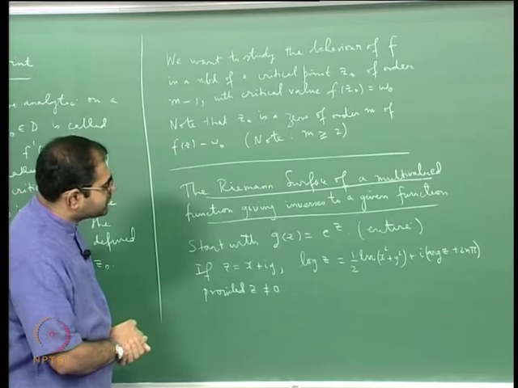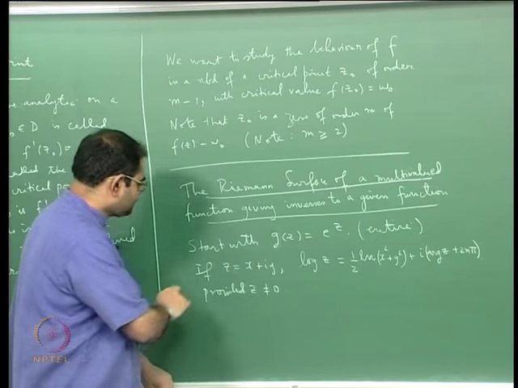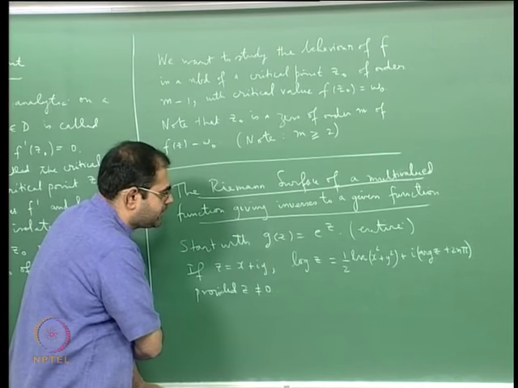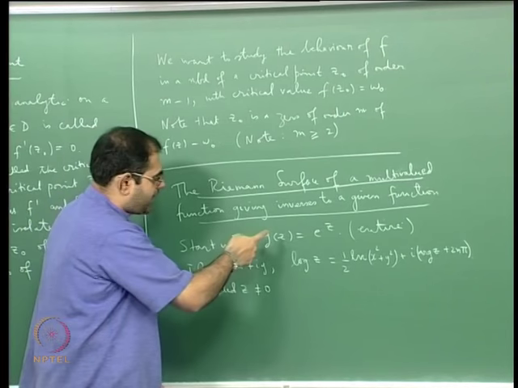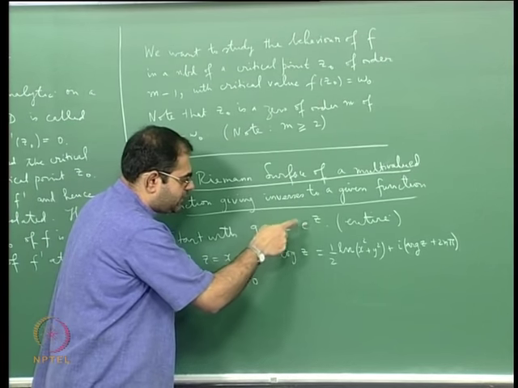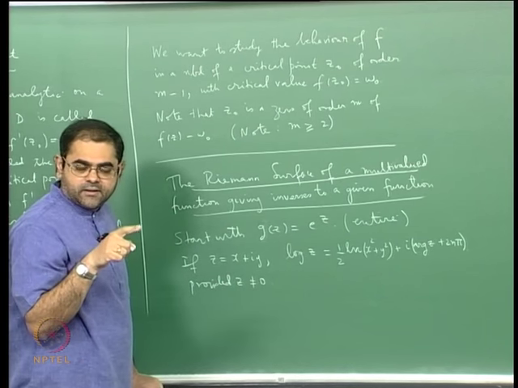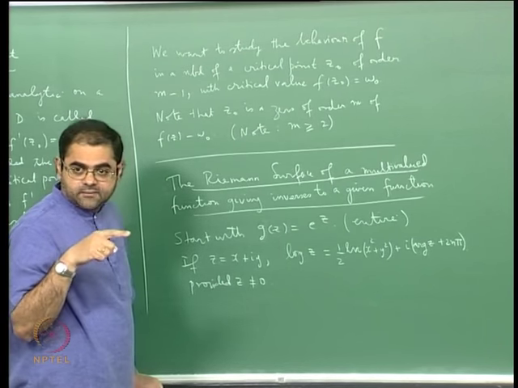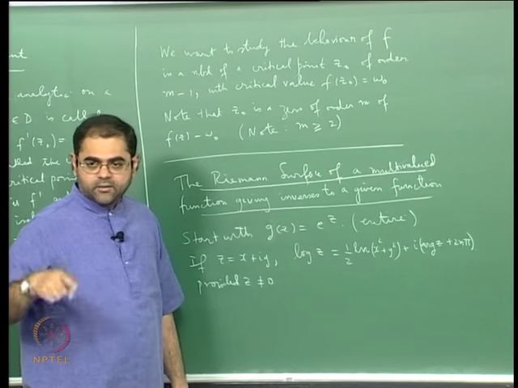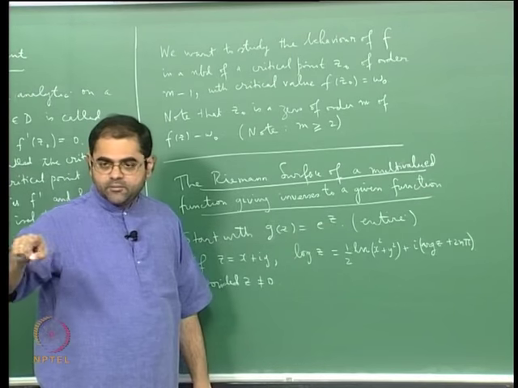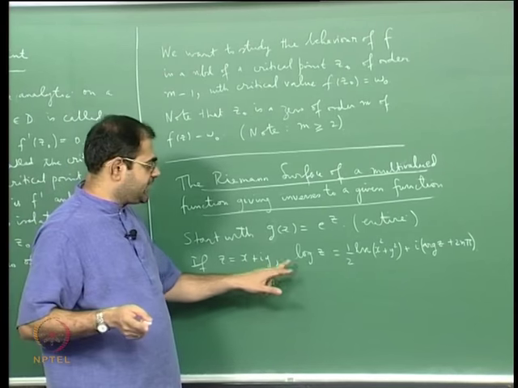Probably I should change the notation. Let me do the following thing. I want to think of an inverse function. So I would like to solve e power z equal to w. In that equation I would like to solve for z. I am trying to solve it for z as a function of w, and what I will get is z equal to log w.